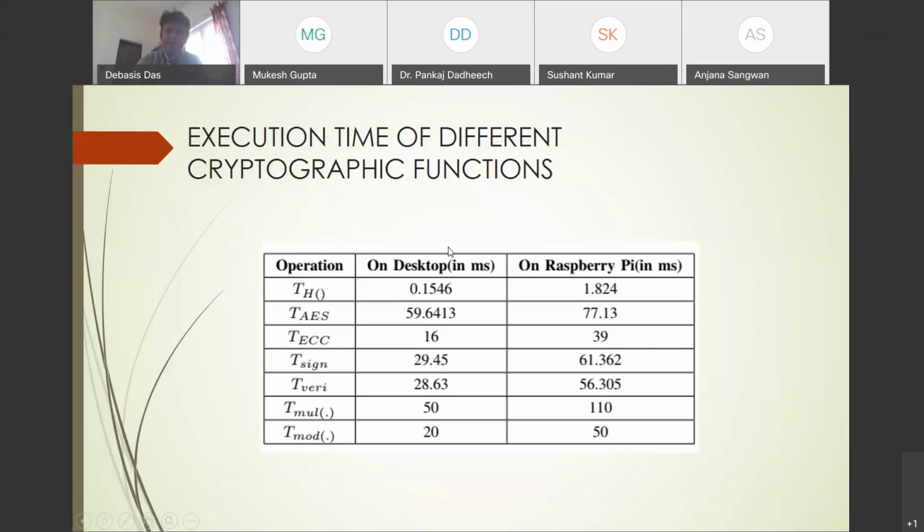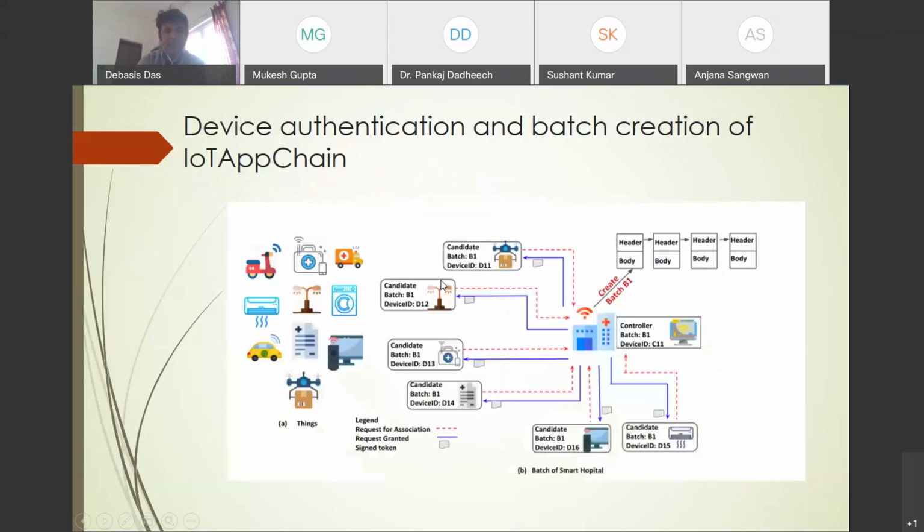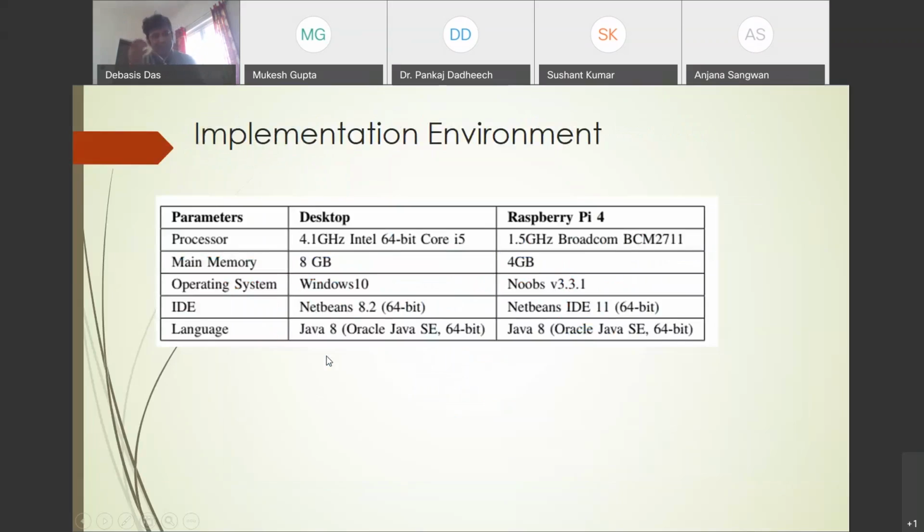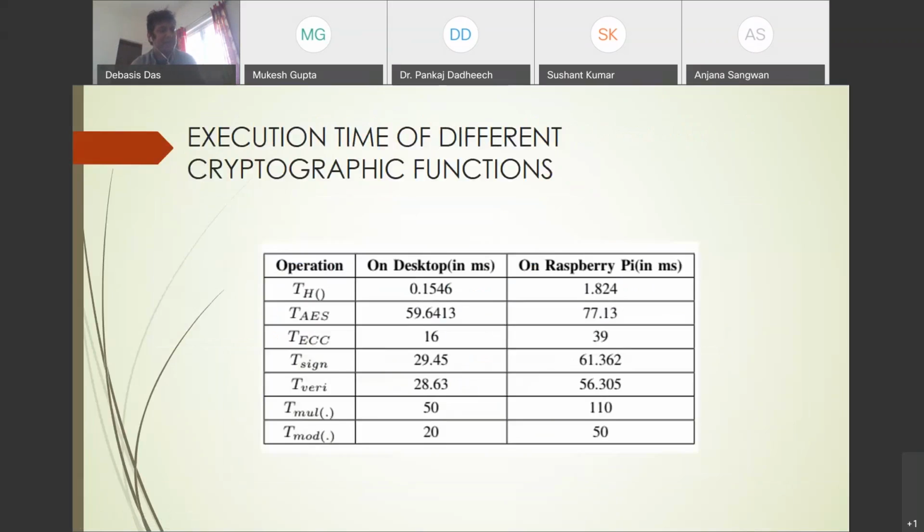Okay, then we executed it on the desktop as well as on the Raspberry Pi, and this is the execution time in milliseconds. All individual operations have their own timings. So this is our architecture. We assume that each vehicle has either an IoT device, or each vehicle or each component or system type is there. So we performed both implementations in this case.